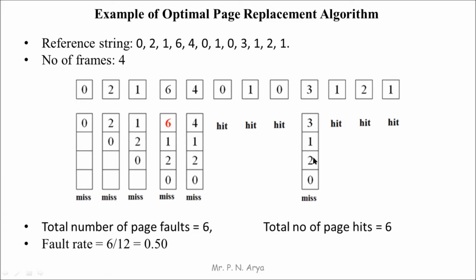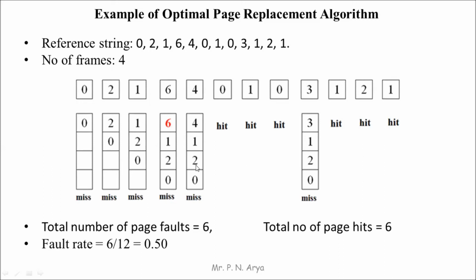And next is 1. 1 is present in the main memory, so here is a hit. Next is 2. 2 is also present in the main memory, so here is a hit. Next, the last one is 1. 1 is also present in the main memory, so here is a hit.